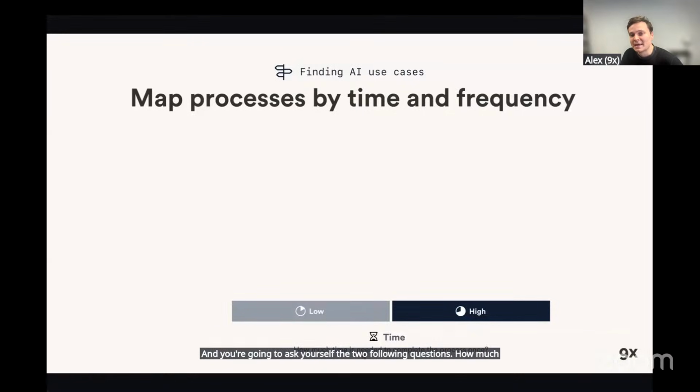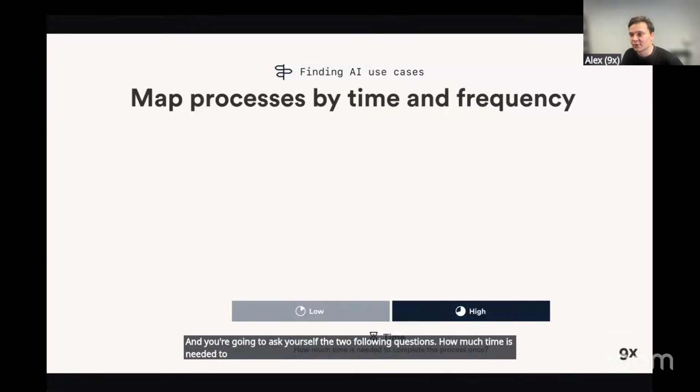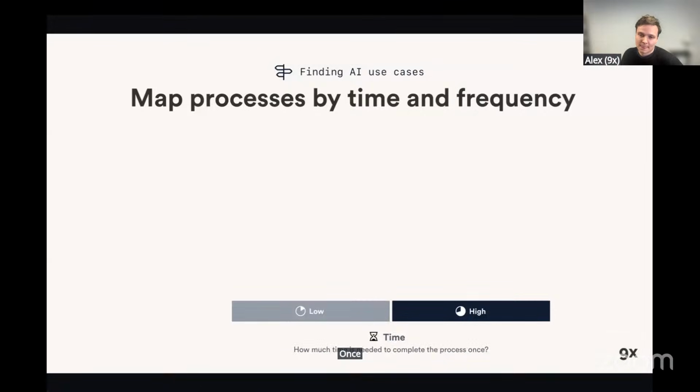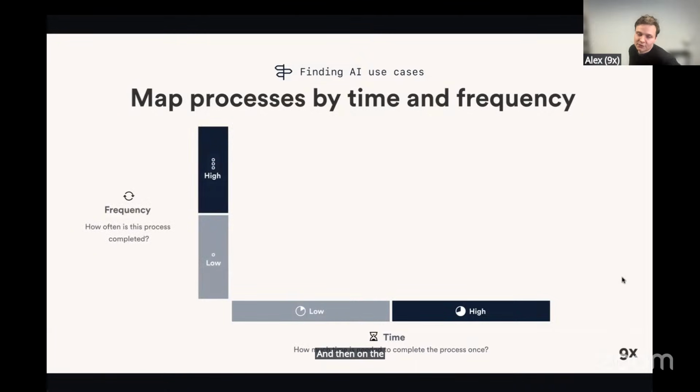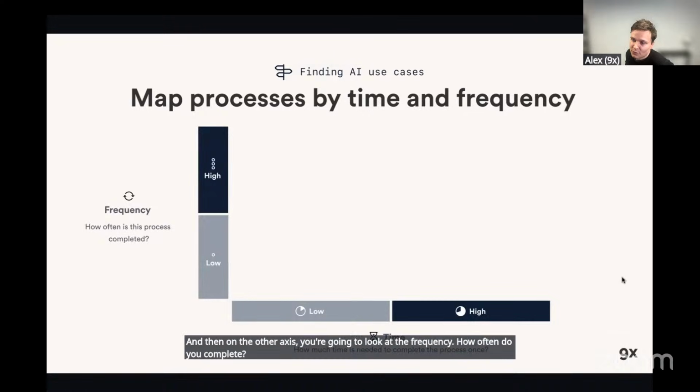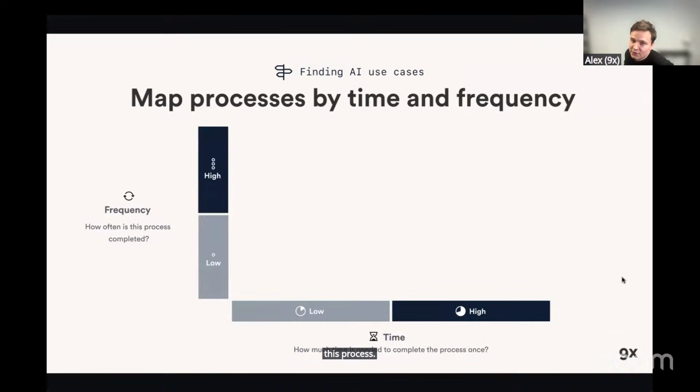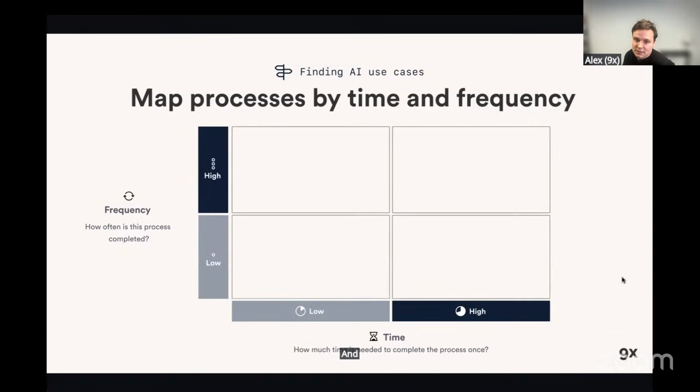How much time is needed to complete the process once? And then high or low? Do you have a lot of time each time to complete the process, or is it going to be a couple of minutes? And then on the other axis, you're going to look at the frequency. How often do you complete this process? And then you end up with a quadrant. And this is going to help you define which are the things you should automate first.